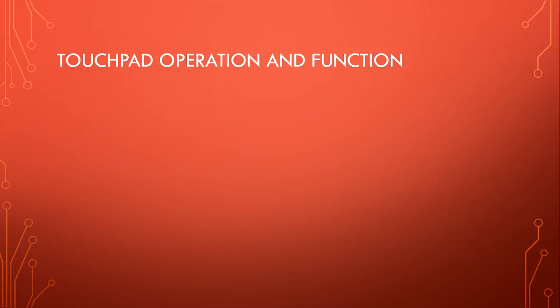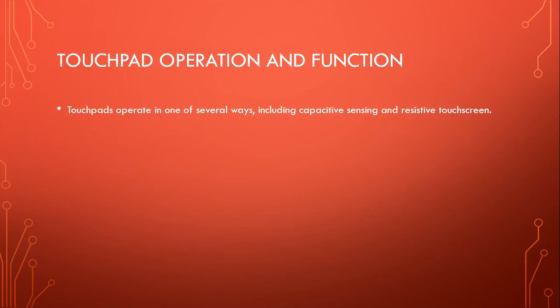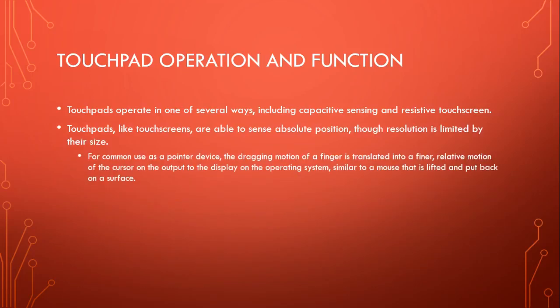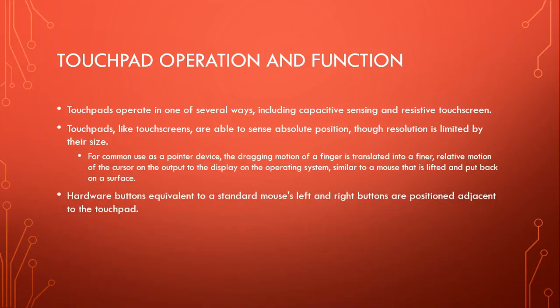Now, let's just really quickly talk about how that operates and functions. Touchpads generally operate in one of several ways, including capacitive sensing and resistive touchscreen. Touchpads, like touchscreens, are able to sense absolute position, though because of their size, their resolution is relatively limited. Unlike, for example, a touchscreen with a lot larger screen, you can get a lot more finesse. Now, for common use as a pointer device, the dragging motion of a finger is translated to a finer relative motion of the cursor on the output to the display on the operating system, similar to how a mouse is lifted and then put back onto a surface.